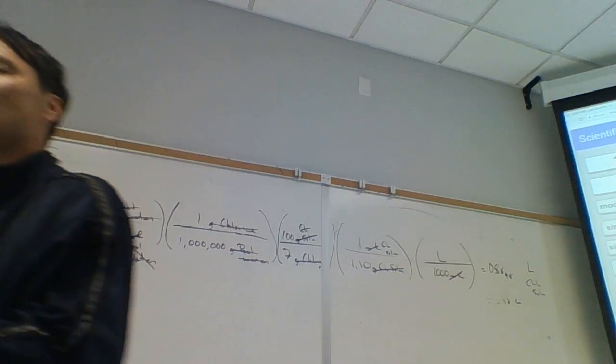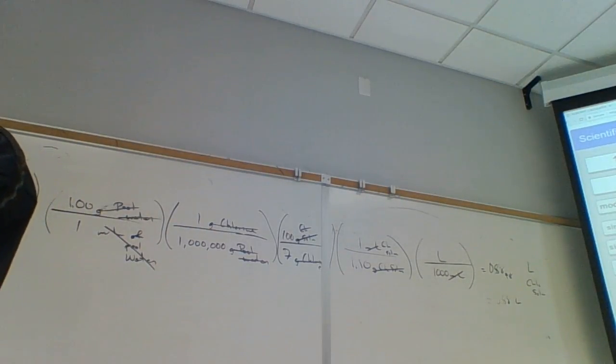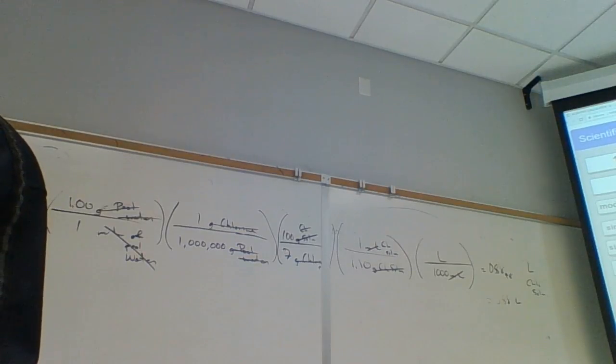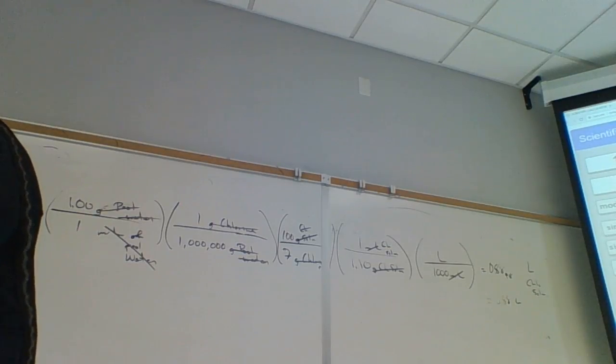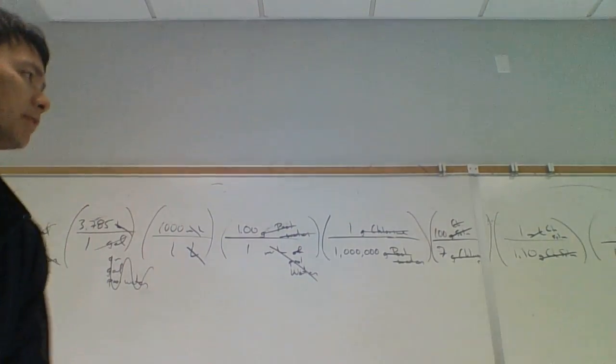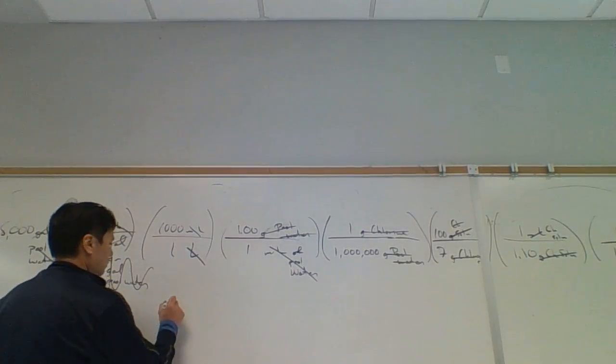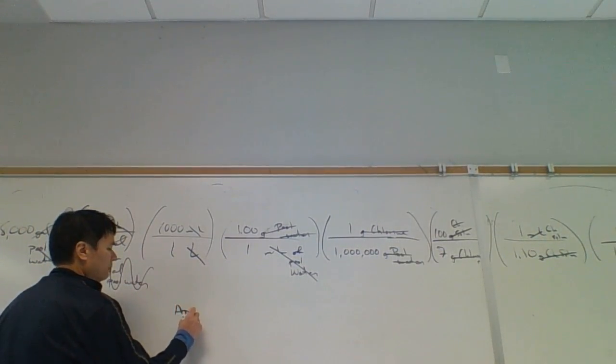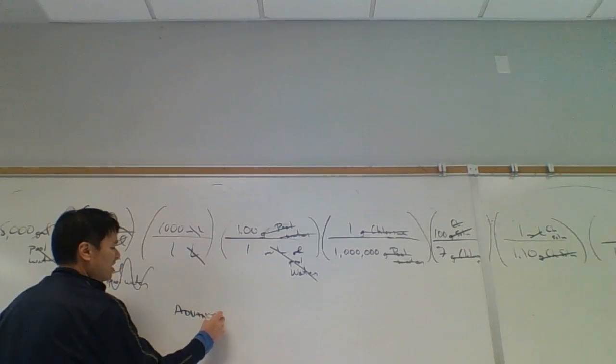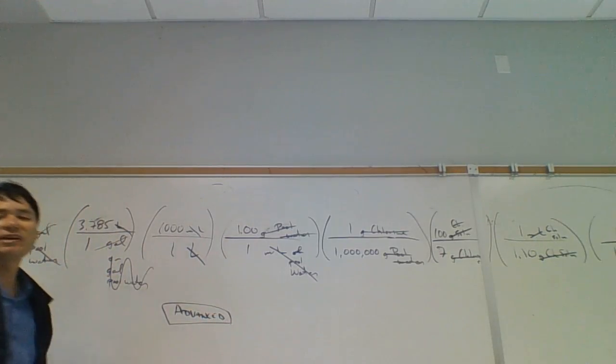So if I dump this 0.88 liters into an 18,000 gallon swimming pool, then I should hit a chlorine level of 1 ppm. Correct? Yeah. All right, let me take a brief side trip to an advanced topic. The advanced topic is this.